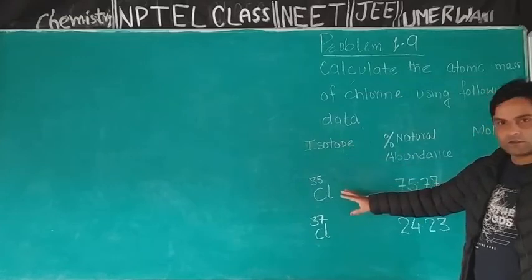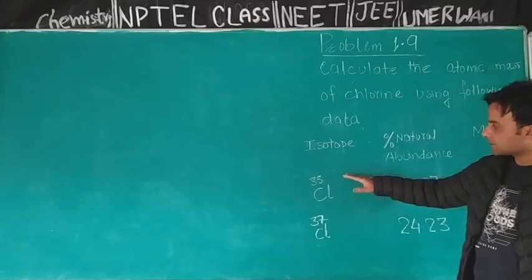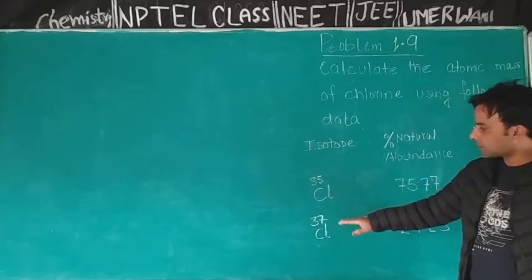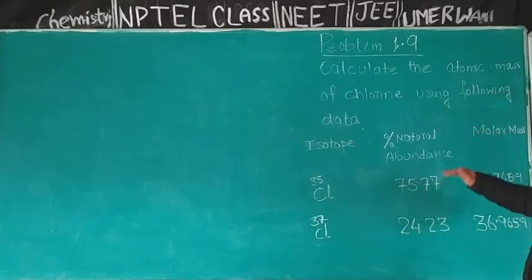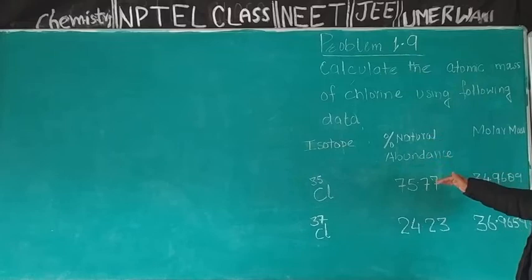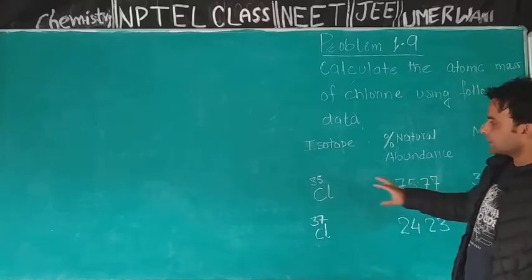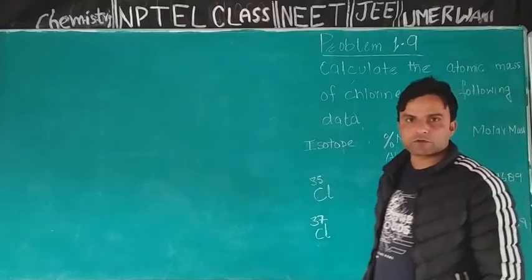So our problem is: calculate the atomic mass of chlorine using the following data. Chlorine exists in nature in the form of two stable isotopes, chlorine 35 and chlorine 37. We are given the percentage natural abundance of the chlorine 35 isotope as well as the chlorine 37 isotope. We are also given the molar mass of each isotope. Now, using this data, we have to calculate the atomic mass of the element chlorine.